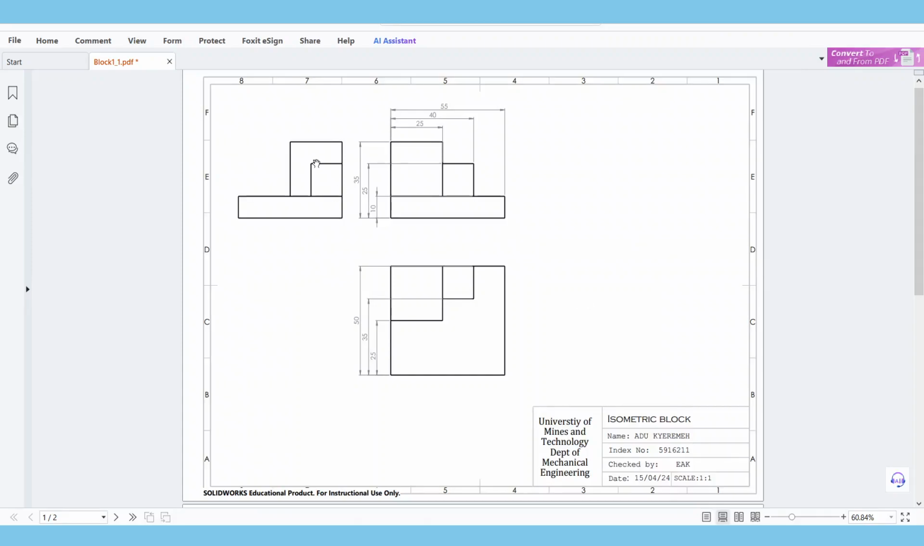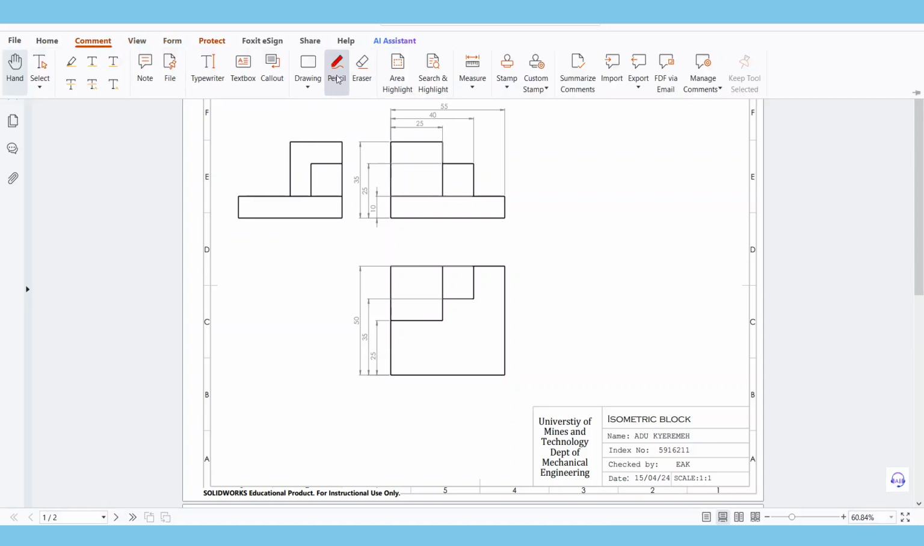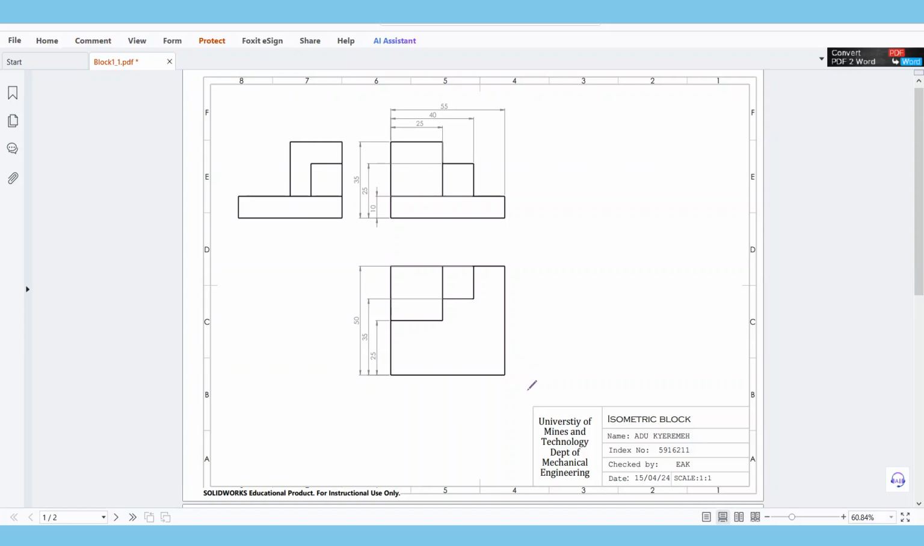So we'll attempt to draw this in isometric. What is presented to us is the first angle projection of some block. Looks simple enough. So we can assume this point here, K, as our lowest point.